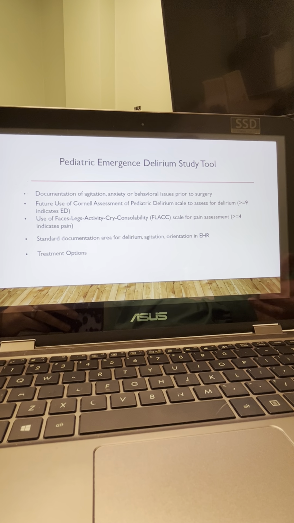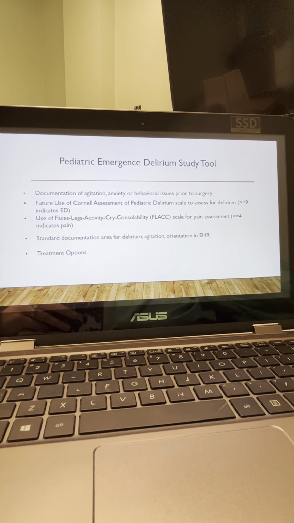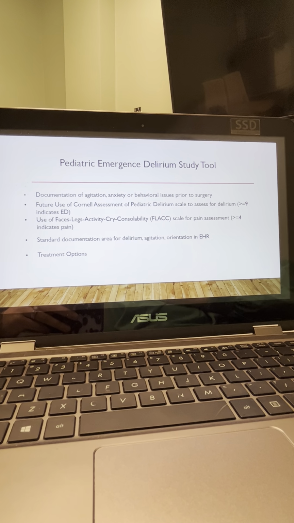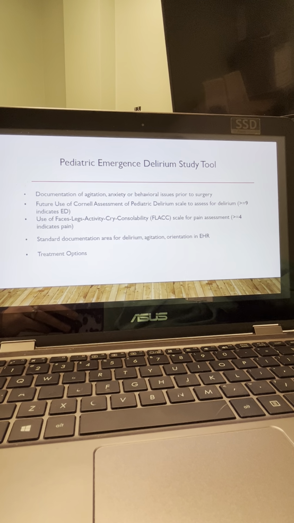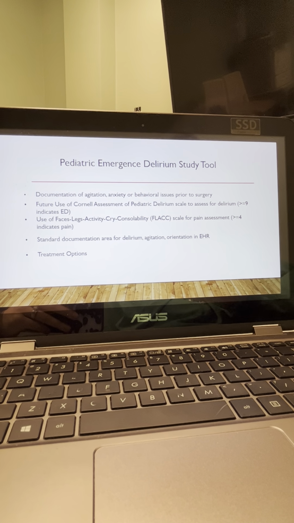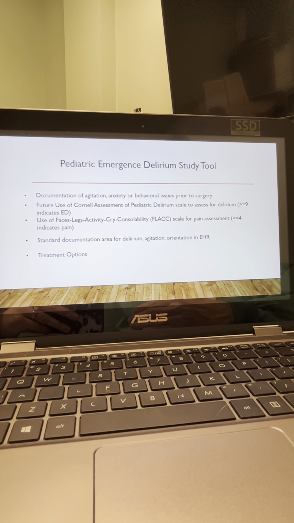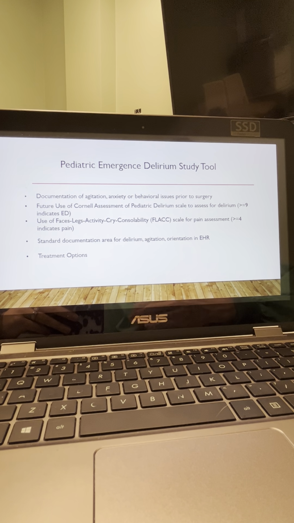All right, so we've been looking at pediatric emergence delirium, and we were doing a study tool. So we want to document agitation, anxiety, or behavioral issues prior to surgery. That's going to be huge because we need to know the baseline. In the future, we're going to use this tool called the CAPD, the Cornell Assessment of Pediatric Delirium, and Cerner's building it for us now.